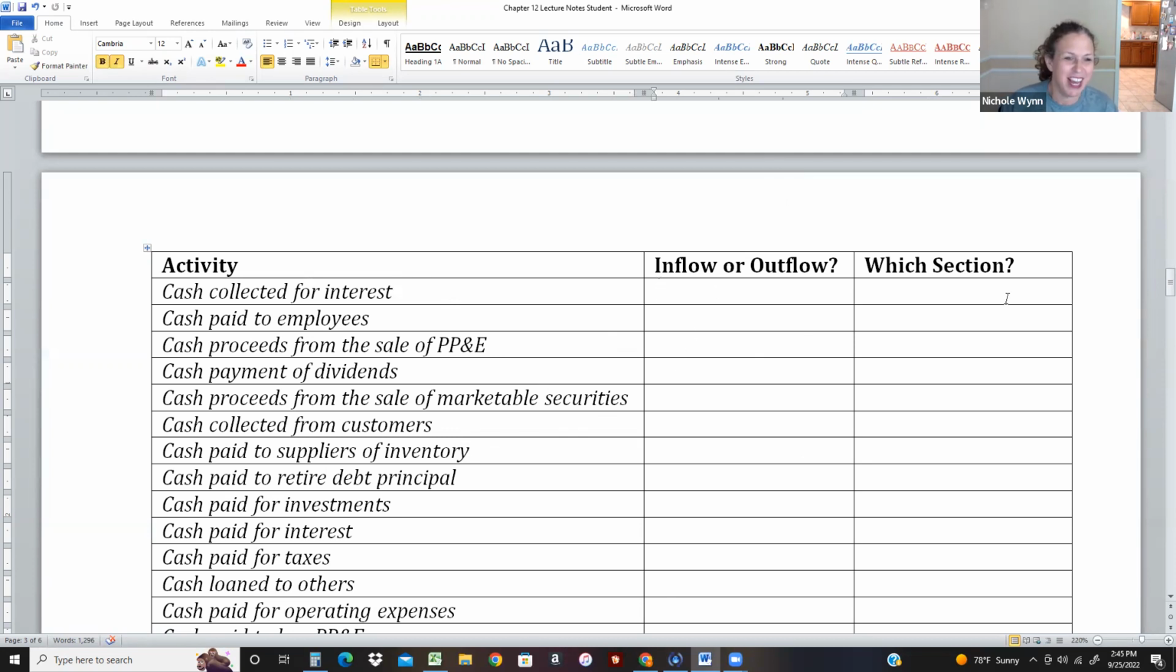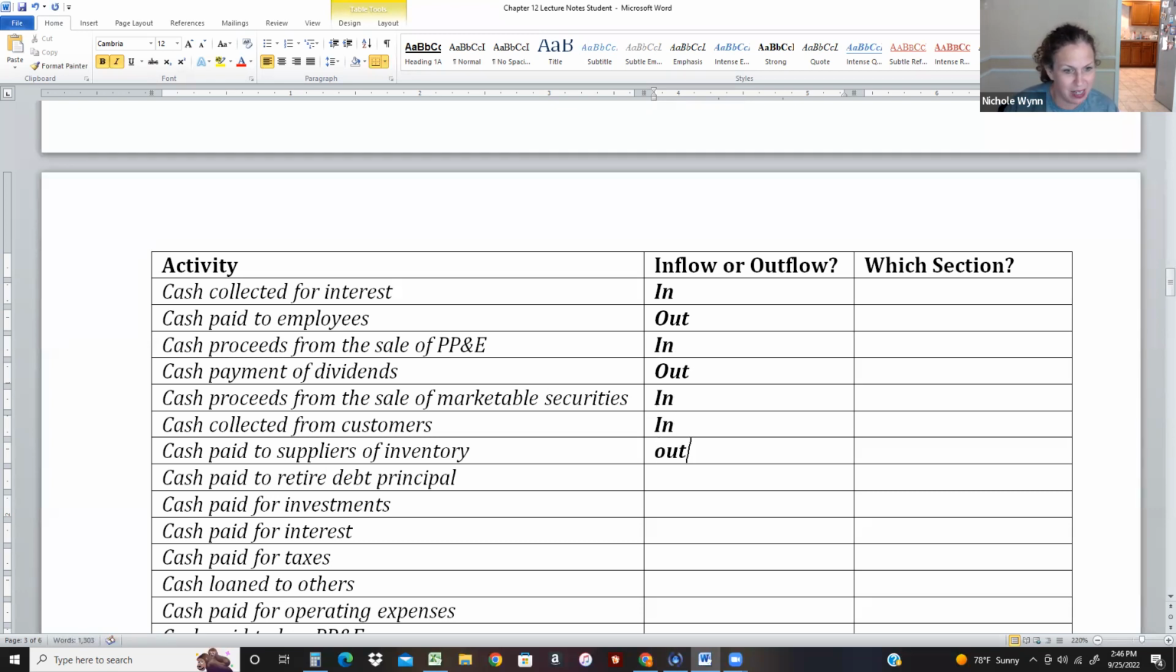Okay. So cash collected for interest. So first I'm going to do my inflow, outflow. If it's cash collected, it's in, and if it's cash paid, it's out. Proceeds means you're receiving money. Cash proceeds from the sale of PPE. Money's coming in. You would deposit that money. So that's an in. Paying dividends. Proceeds from the sale of marketable securities. Proceeds are in. Cash collected is in.